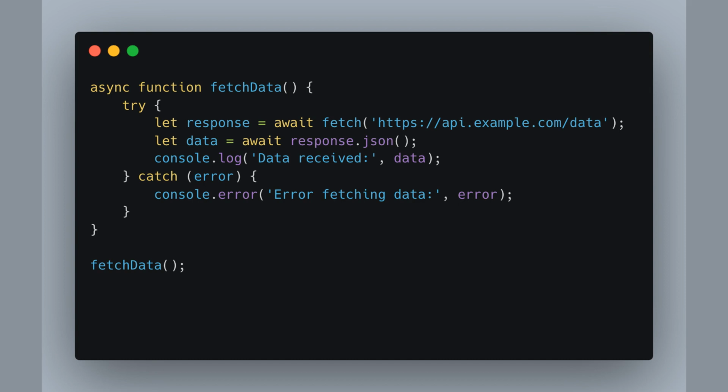If an error occurs, it's caught by the catch block, allowing for graceful error handling. This is the elegance of async/await in action.